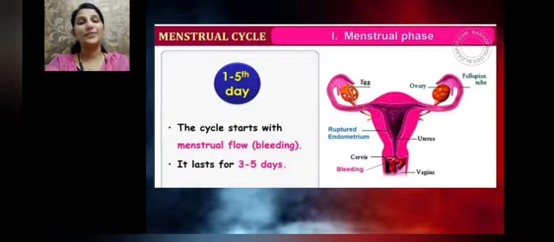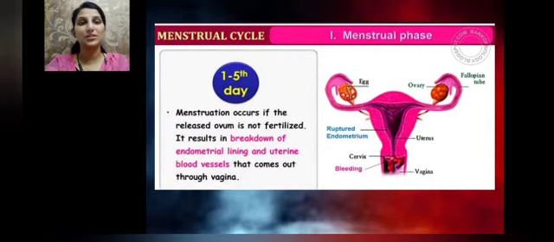The first phase is called the menstrual phase. Its duration is from the first to the fifth day of the menstrual cycle, and it starts with the menstrual flow, or bleeding, and it lasts for about 3 to 5 days. So the first to fifth day of the reproductive cycle is called the menstrual phase. It varies from one woman to the next.